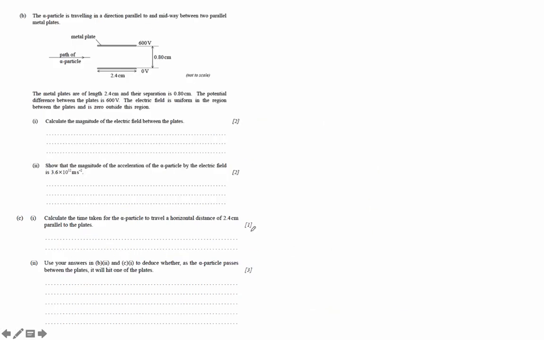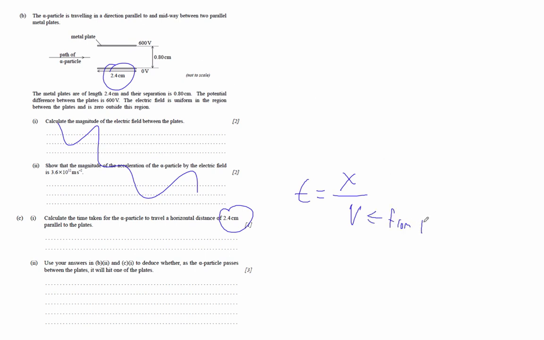And then the last part here, we've already done this. Calculate the time taken for the alpha particle to travel a horizontal distance of 2.4 centimeters. Time is just going to be x over v, where that's the velocity. And the velocity, they tell you, is from part A, I believe. Yeah. So use the velocity from part A, and that'll give you the time. And it's not very much time. It's going a bajillion miles an hour. It's like 50 nanoseconds or something like that.